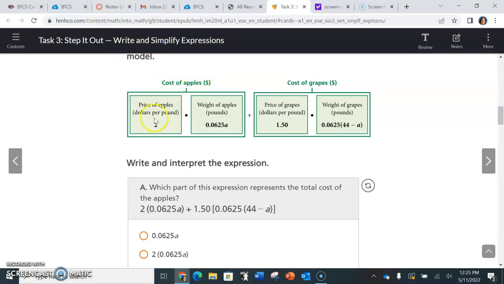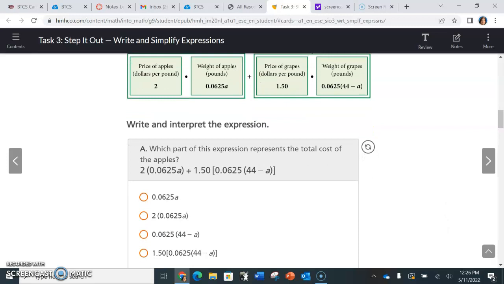So the cost of the apples, we know that they were $2 per pound, but then when we use the conversion to ounces, we've got 0.0625 times A. This is the weight of the apples times $2 per pound. And then the cost of the grapes, they're $1.50 per pound. When we convert those to ounces, the weight of grapes in pounds would be 0.0625 times 44 minus A. Remember, 44 was the total of apples plus grapes. So if we do 44 minus however many apples there are, that's how many grapes there are.